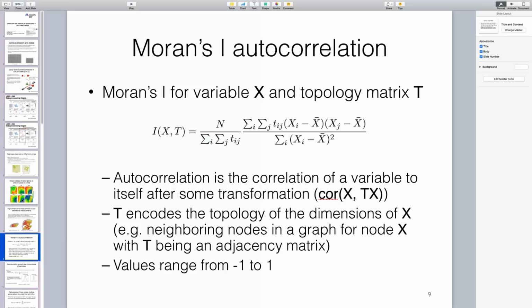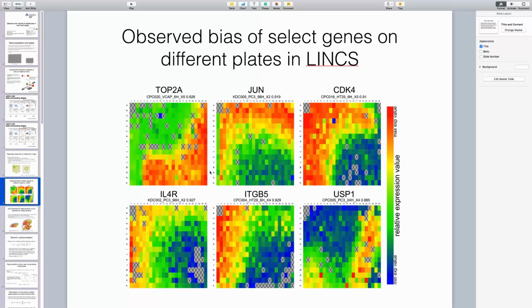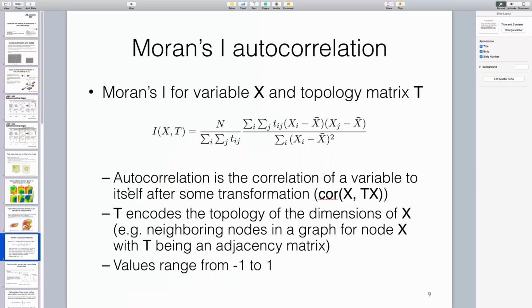So if I go back to the example of these genes, if we pick any position, let's say for the first gene, TOP2A, if we pick a red one, we can see that all the values around it are also red. Or if you pick a green one, most of the values will also be green. So the autocorrelation will basically give us something that's close to 1 in this case. For the autocorrelation, values can range from -1, which would be like a checkerboard pattern, to 1.